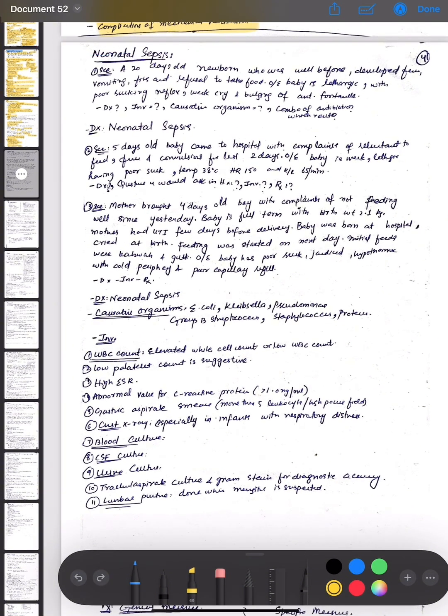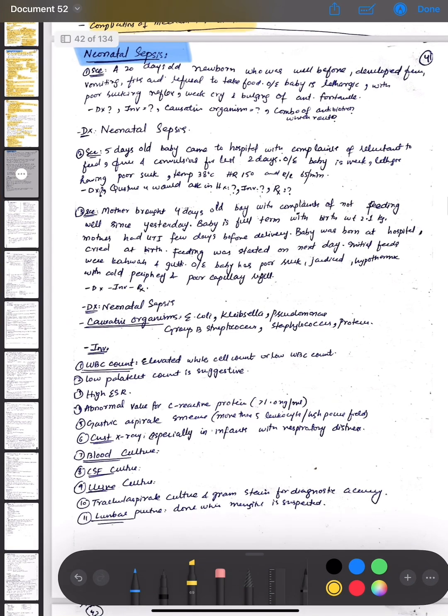This is neonatal sepsis. Okay, we have a scenario that there is a 20 days old newborn who was well before, then developed fever, vomiting, fits, and refusal to take food. On examination, the baby is lethargic with poor sucking reflex, weak cry, and bulging of the anterior fontanelle. So, what is the diagnosis, investigation, the causative organism, and the combination of antibiotics which are given?